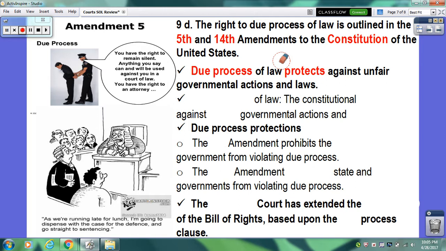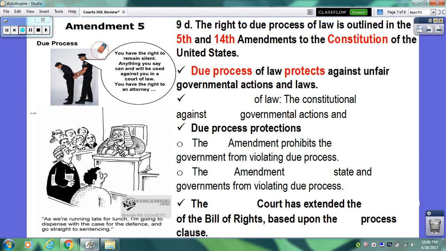So looking at these two illustrations here on the left, the Fifth Amendment is commonly known as your Miranda rights. This diagram shows a police officer arresting someone. The police officer is reciting his Miranda rights. You have the right to remain silent. Anything you say can and will be used against you in a court of law. You have a right to an attorney, and the other things you have.